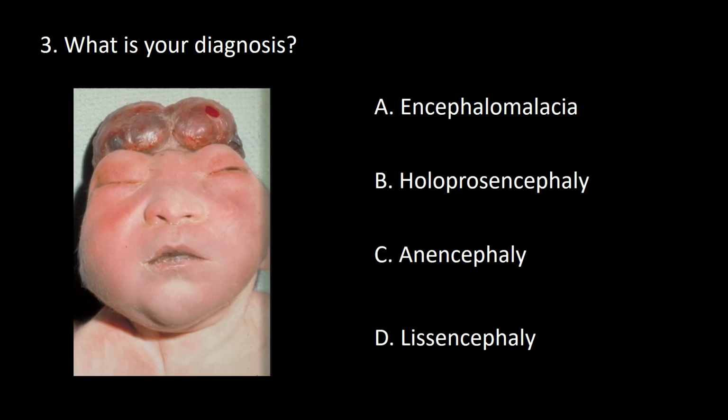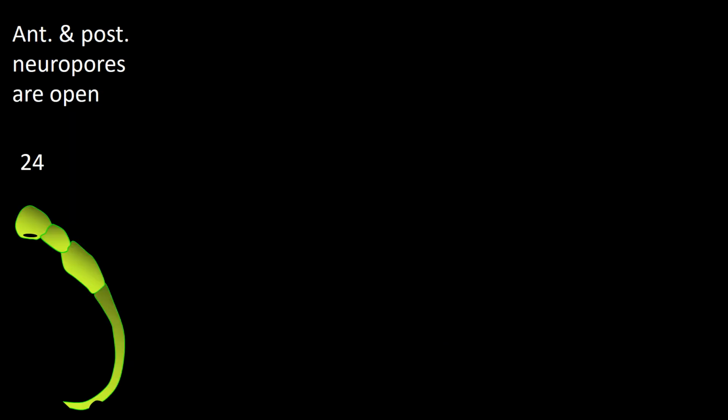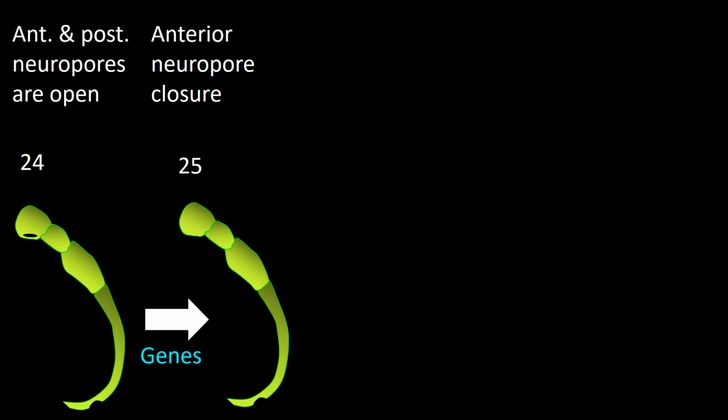Please take a look at this image and select the best answer. A, encephalomalacia, B, holoprosencephaly, C, anencephaly, D, lissencephaly. On day 24, the embryo has 3 primary vesicles rostrally and 2 open neuropores. By day 25, the anterior neuropore closes by the action of genes upon the regional mesenchyme.